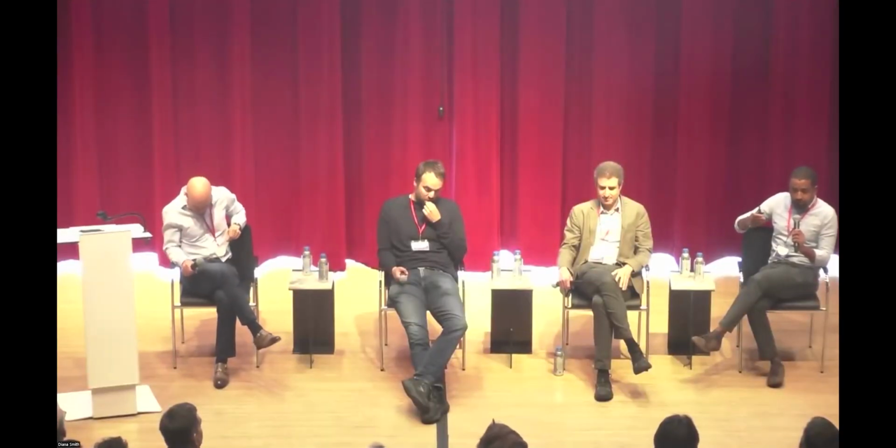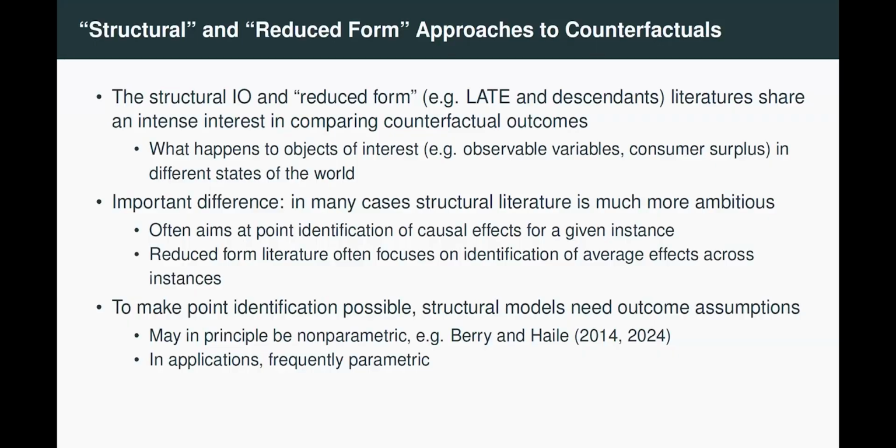And one thing that the structural I/O and reduced form literature share in common is exactly an interest in causal inference, right? So an intense interest in comparing counterfactual outcomes. In particular, both of these literatures are interested in what happens to various objects of interest. Think of observable variables like prices, maybe unobservable variables like consumer surplus in different states of the world.